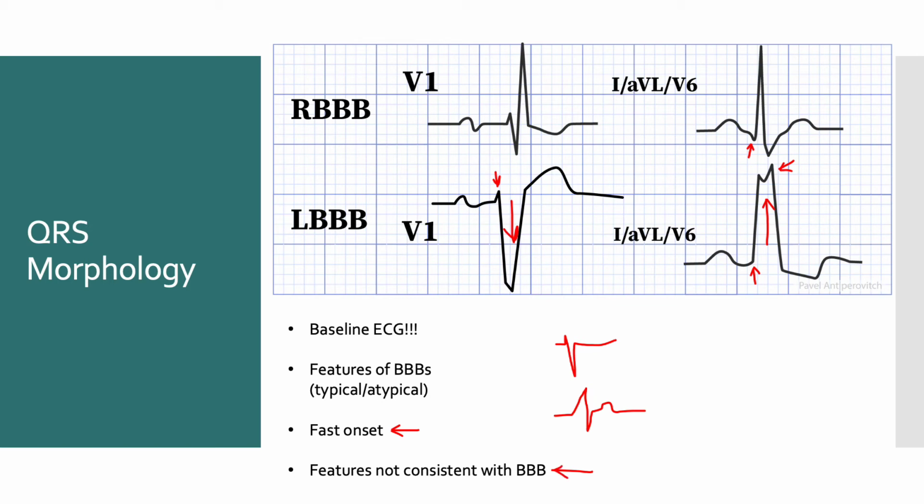For example, in a right bundle branch block, the first R is always smaller in amplitude than the R prime. Okay. If this relationship is reversed, the first R is larger than the R prime, this is very atypical for a right bundle branch block, and we're thinking more VT.